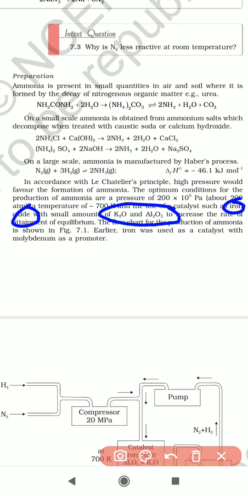So what is the catalyst we are using in this method? Iron was used as a catalyst with molybdenum acting as a promoter. Iron is acting as the catalyst and molybdenum is acting as the promoter, and that is how it works. So this is about Haber's process.